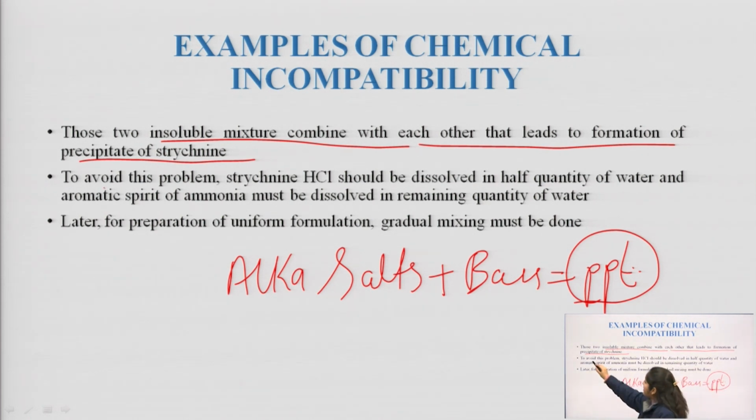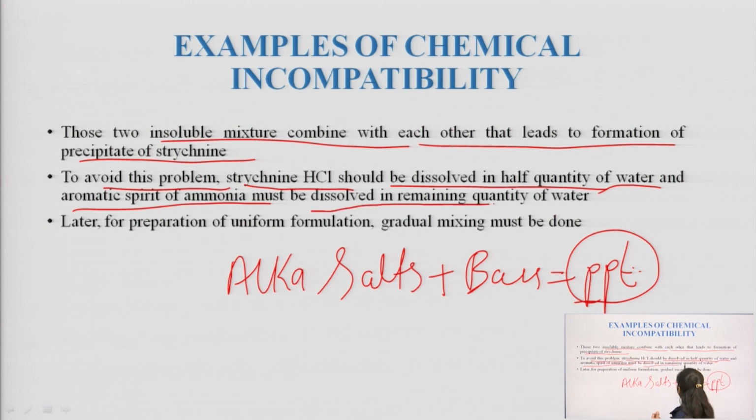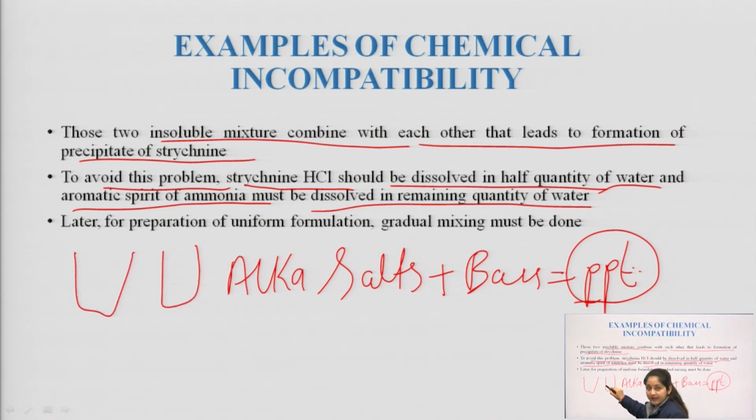So, what we are doing here is avoiding this problem by taking certain important measures: strychnine hydrochloride should be dissolved in half quantity of water and aromatic spirit of ammonia must be dissolved in the remaining quantity of water. What is going to happen here is, we take strychnine hydrochloride in one beaker or vessel, and in the next vessel we dissolve aromatic spirit of ammonia in the other quantity of water. Next, we take these 2 beakers separately, and addition of one beaker into another is done at a slower pace, or gradually. So, if gradual mixing is done, formation of precipitates can definitely be avoided. So, this is an example of chemical incompatibility and the steps taken to avoid it.